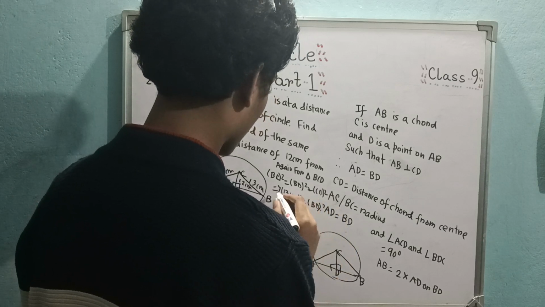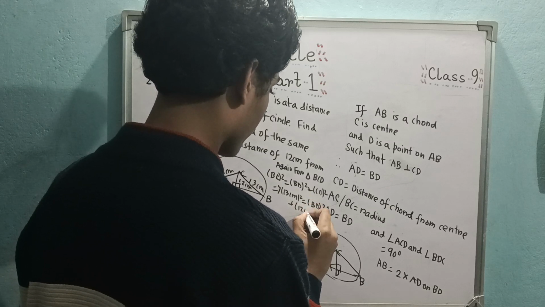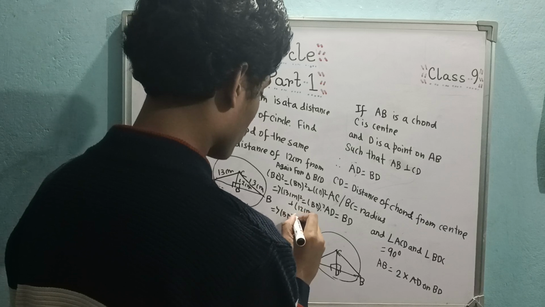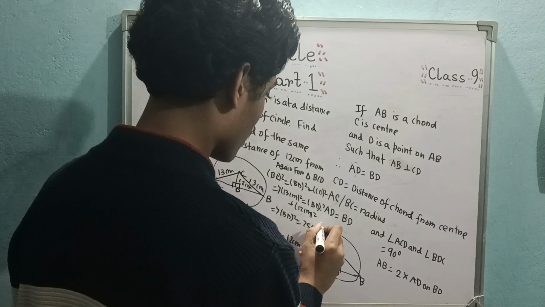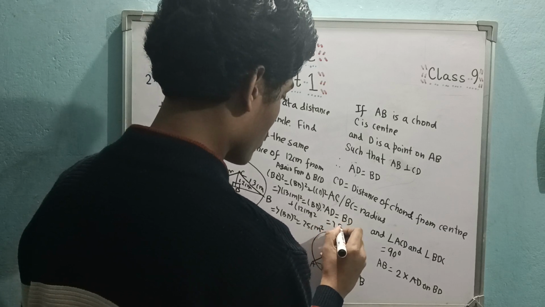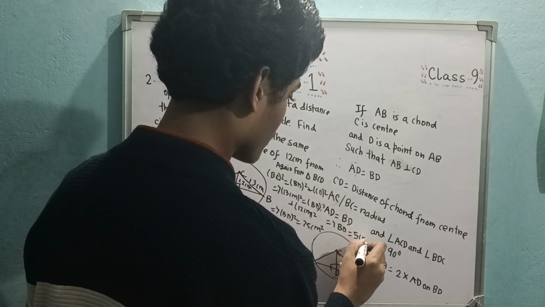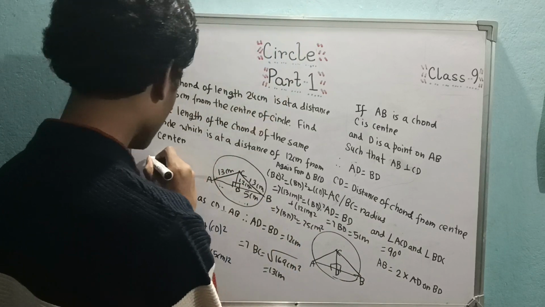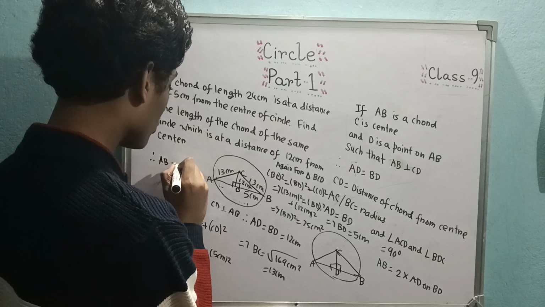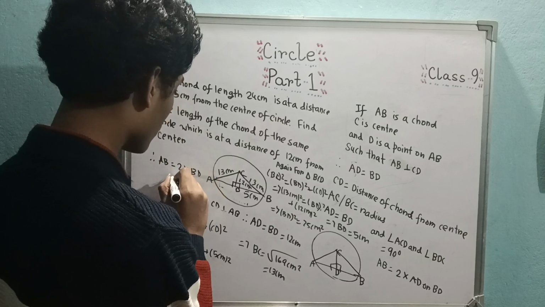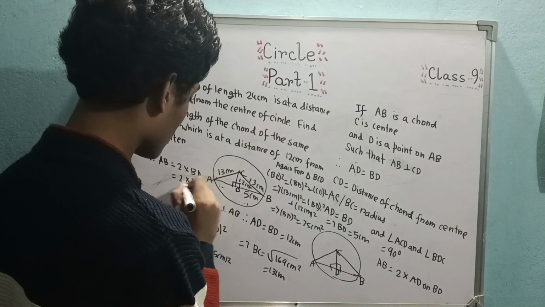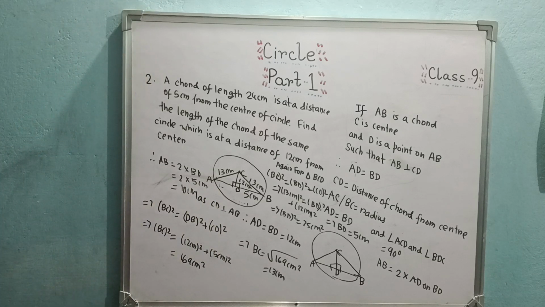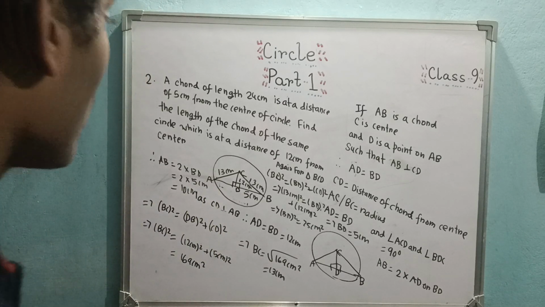plus CD square, which is 12 cm square. And if you calculate, you will get BD square equal to 25 cm square, or BD equal to 5 cm. I'll root it. Then BD is 5 cm we got. Therefore AB equal to 2 into BD equal to 2 into 5 cm equal to 10 cm. That's the final answer, AB, the new length of the chord.